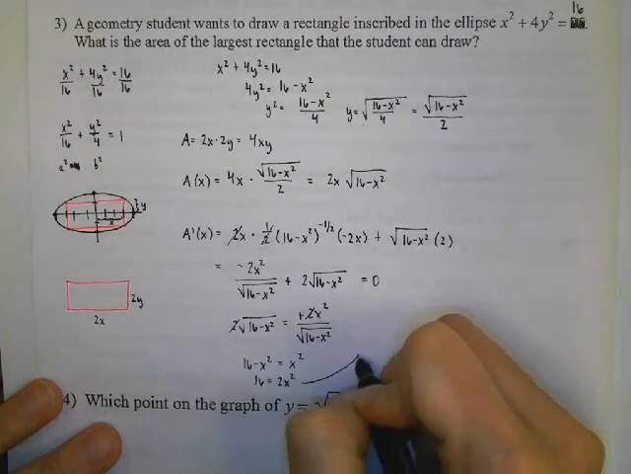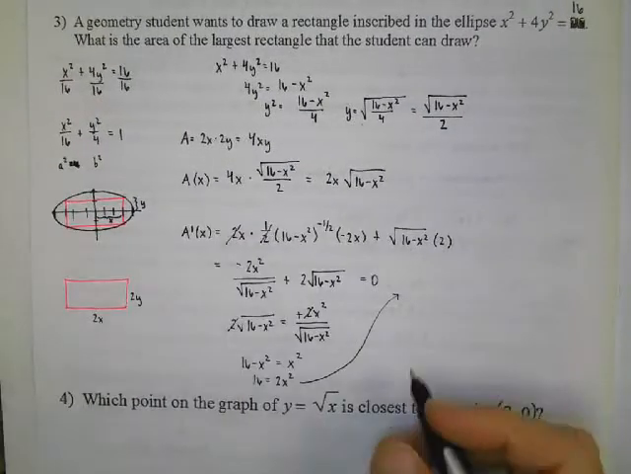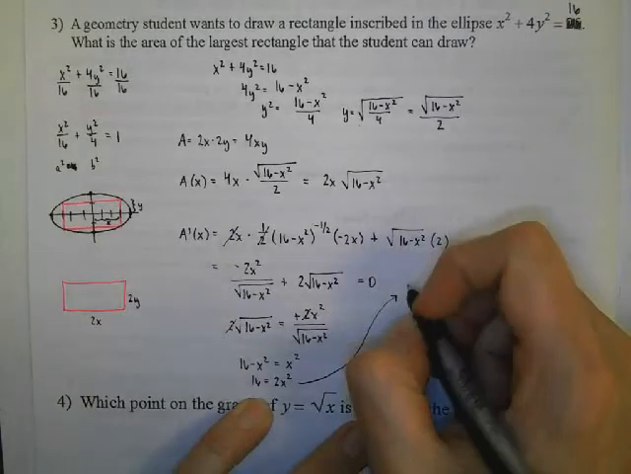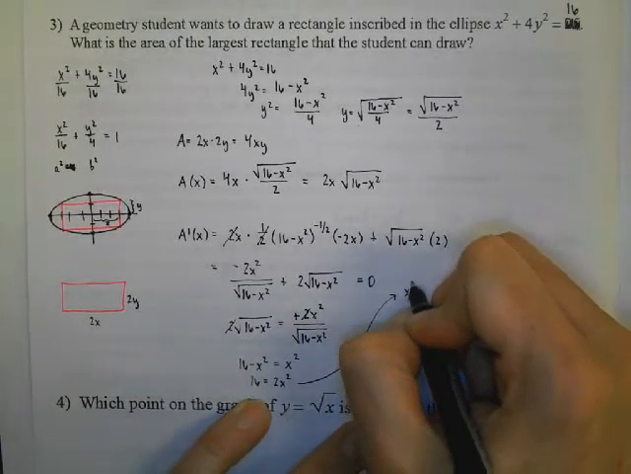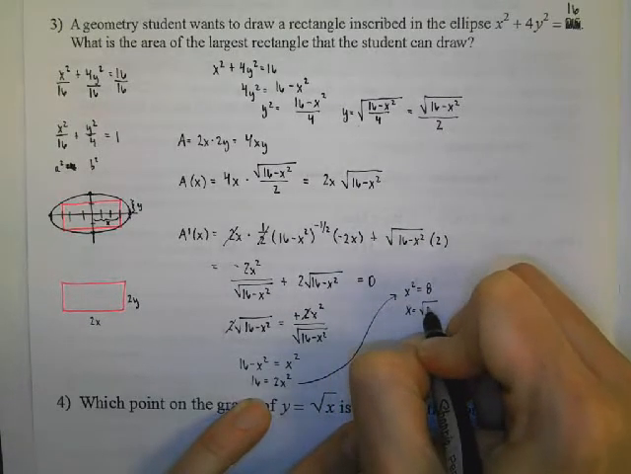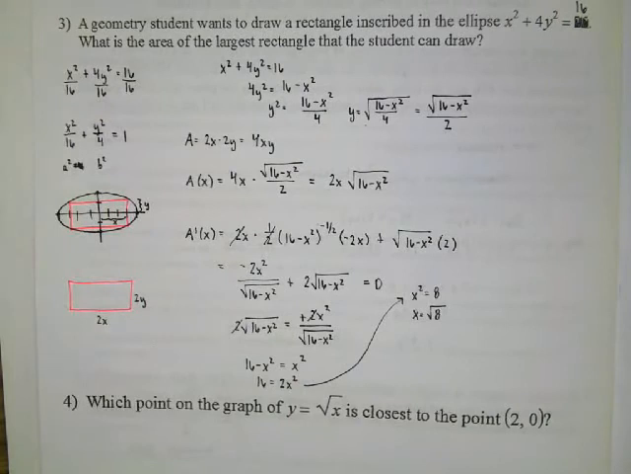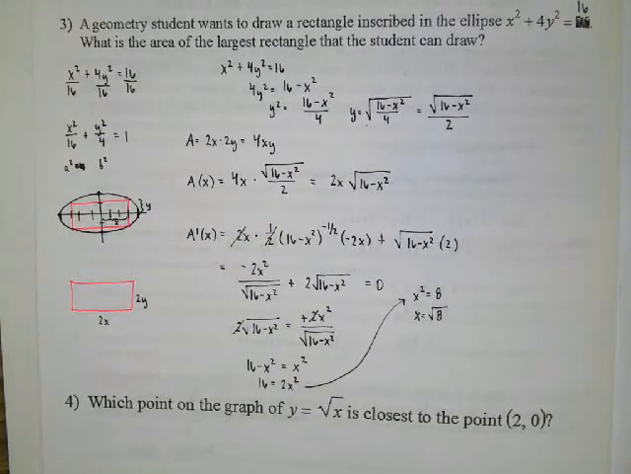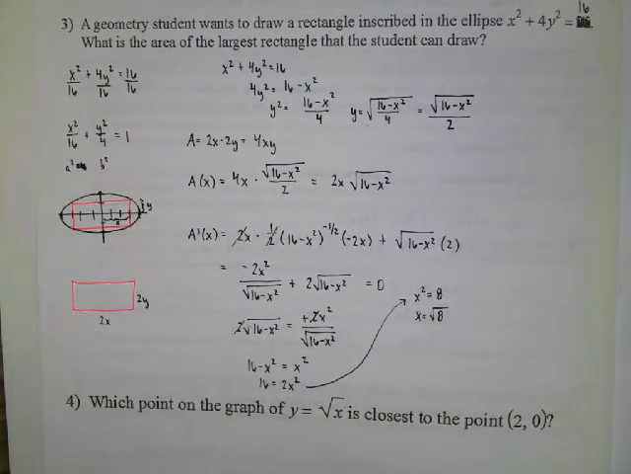Let's see, I'm going to go over here. Sorry, I'm kind of running out of space. Now, if I divide by 2, I get x squared is equal to 8. So x is equal to the square root of 8. Again, I'm ignoring that negative value because we're talking about length here.